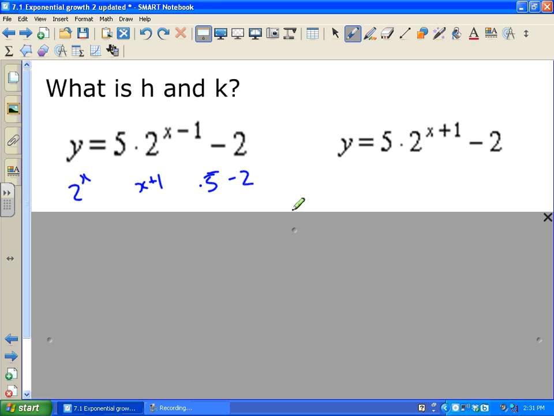Y equals 5 times 2 to the x plus 1 minus 2, the next function here. Parent function, again, is 2 to the x. The change in x this time is going to be minus 1. It's opposite x. Your change in y is still going to be multiplied by 5 and then subtracted by 2.